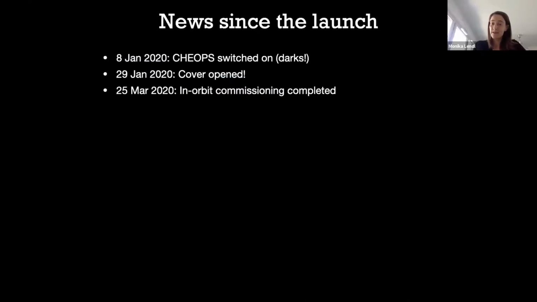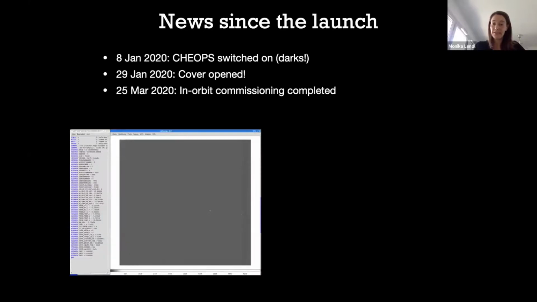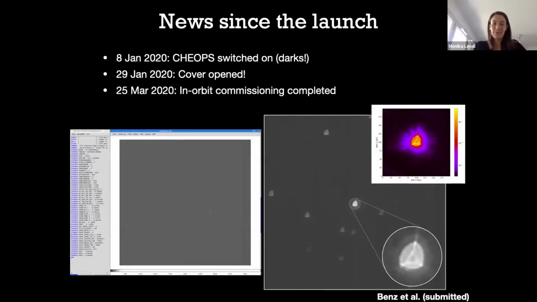So where is CHEOPS now? Since the launch, CHEOPS has been switched on, of course. This here is just a dark frame, but it's probably one of the most emotionally charged dark frames that I've ever seen, because it told us that everything was working fine. And then on the 29th of January, we opened the cover of CHEOPS, the one moving part that the telescope possesses. Everything worked fine, and we're observing on sky.